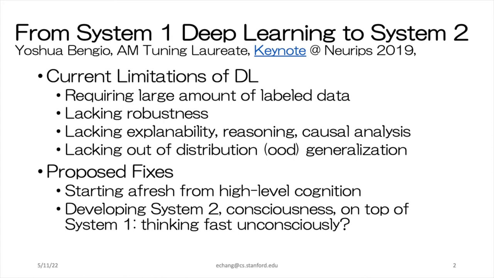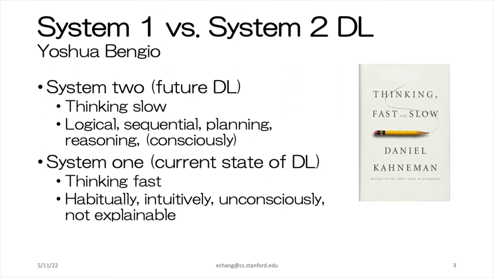In Bengio's talk, he mentions a book published by Daniel Kahneman. The title of the book is Thinking, Fast and Slow. System one at the bottom is the current AI. Kahneman characterizes the current AI as thinking fast: thinking habitually, intuitively, unconsciously, and we cannot explain the mechanism or causality. System two, on the other hand, is thinking slow. We think logically, sequentially, we plan, and we conduct reasoning.